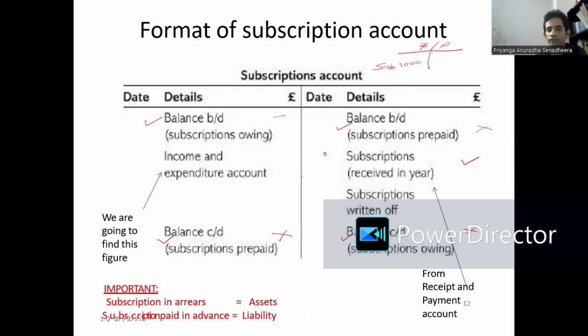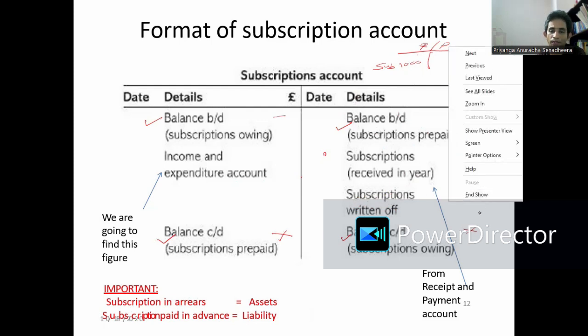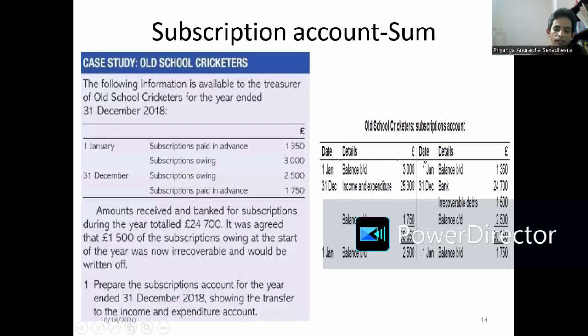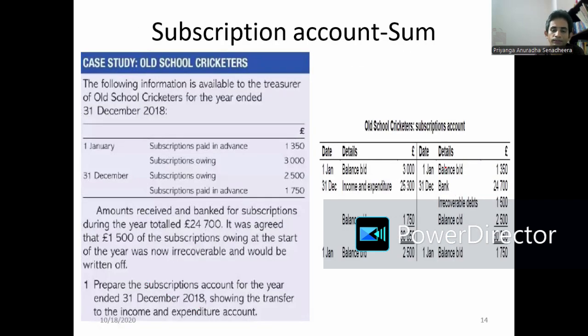So it comes here. And the other important thing is subscription written off or irrecoverable debt. Subscription irrecoverable debt or irrecoverable debt. Okay, so normal irrecoverable debt account debit, subscription account should be credit. So those are the items mainly we need to consider when you are recording this.